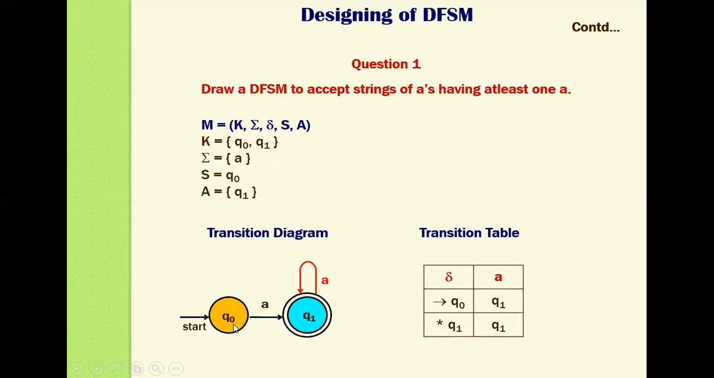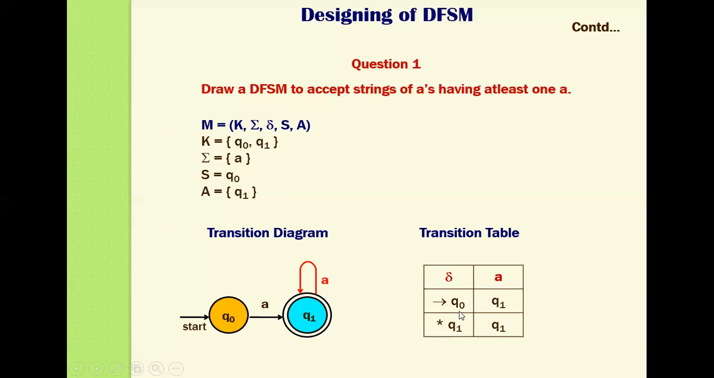So write down all the states one by one. Which is the first state we have? That is Q naught. Since it is a start state, we put an arrow mark here. We indicated it as a start state. And the next state is Q1. Is this a final state? Yes, it is a final state. So we put a star symbol here.